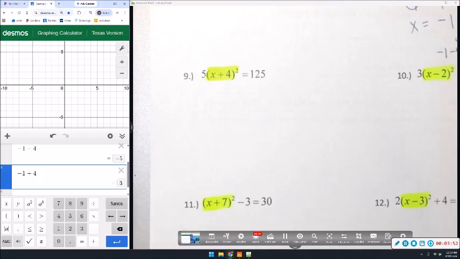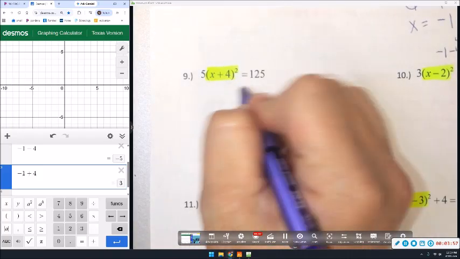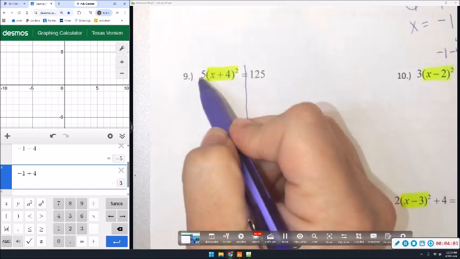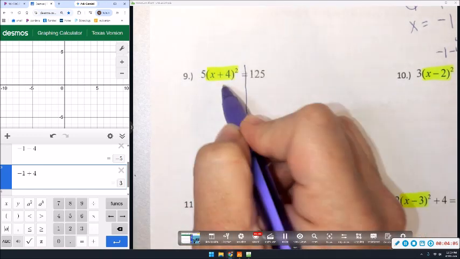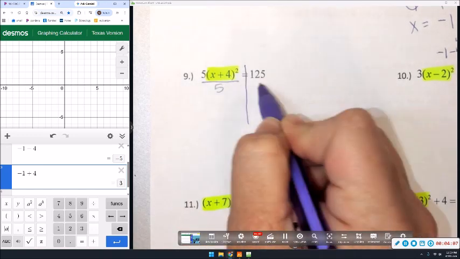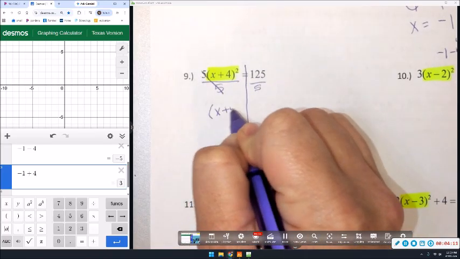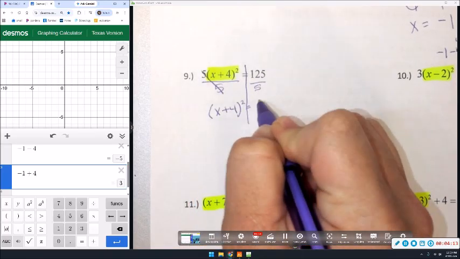Okay, number 9 is what's squared alone? So what do I do? No, we can't distribute it. You're going to have to wait. Why? We're dividing, because you can't put that in there because it's not squared. So divide both sides by 5. And I'm left with x plus 4 squared equals 25.